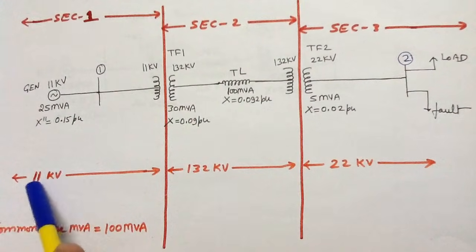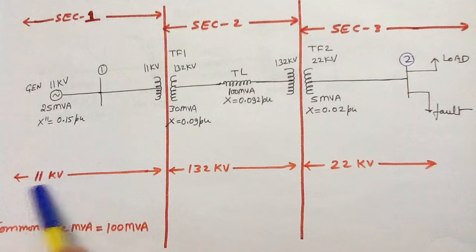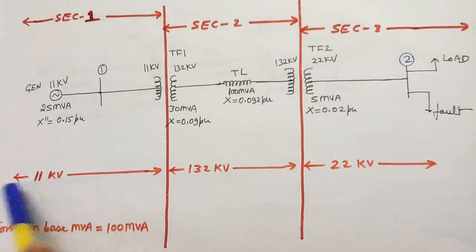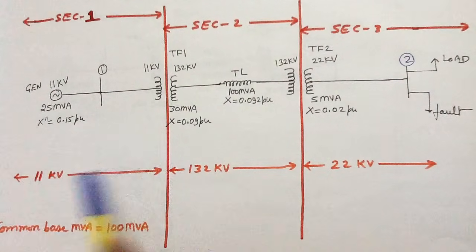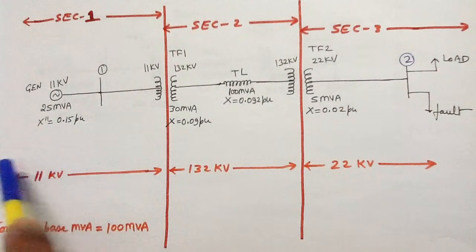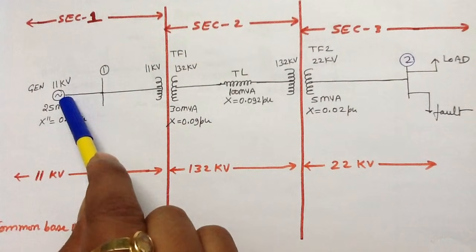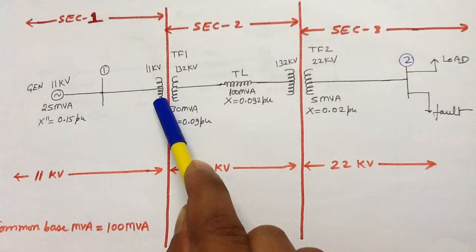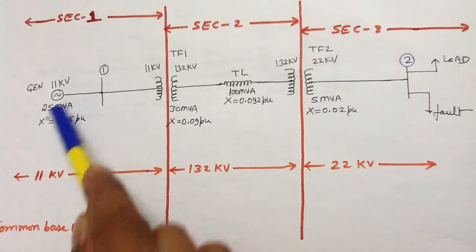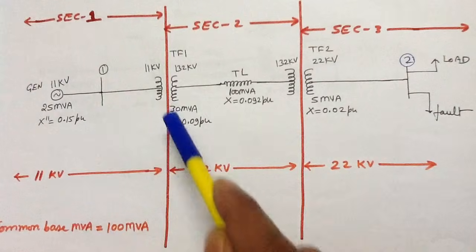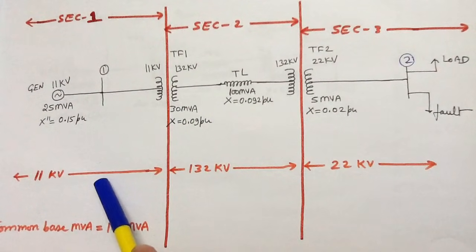Now, what is the meaning of 11 kV? The meaning of 11 kV is this 11 kV. Here you can clearly see that the range of 11 kV is from here to here. So the generator and the LV winding of transformer number 1 lie in section number 1. So the new base voltage for the generator is 11 kV and the new base voltage for the LV winding of transformer number 1 is 11 kV.